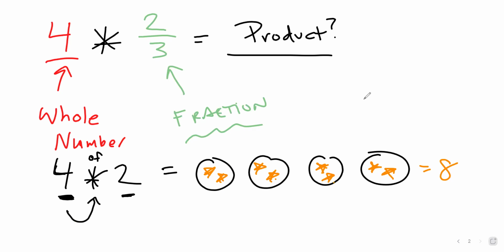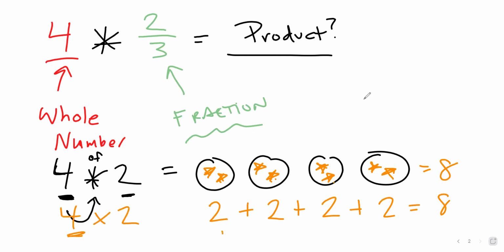We were like, oh, well, I don't have to draw these circles and these stars in these groups, because what I know is that this is one group of 2 plus another group of 2 plus another group of 2 plus another group of 2. And that also gets me 8. Again, 4 times 2: 1, 2, 3, 4 groups of 2. 2, 2, 2, 2. Right? So that gets us 8.